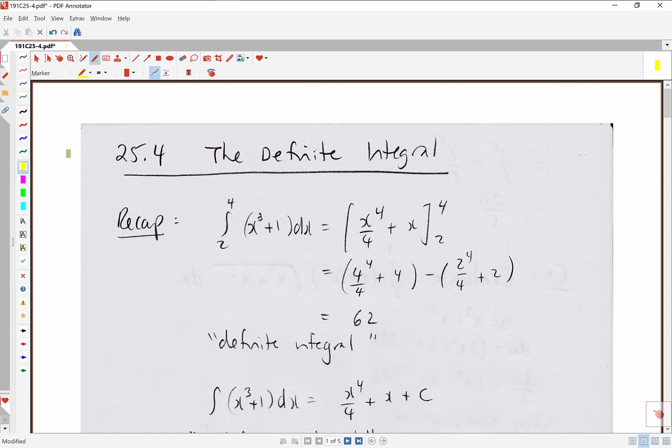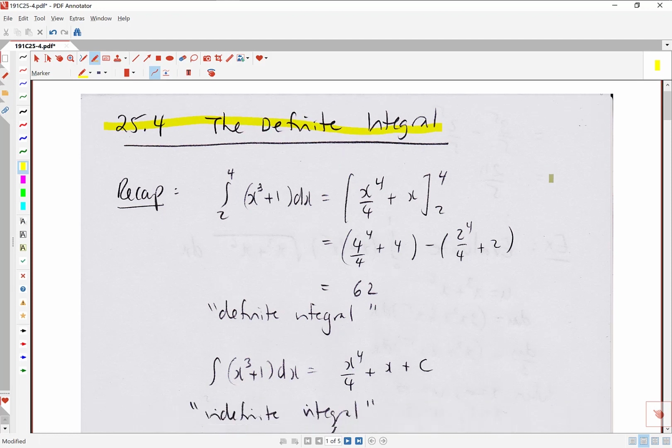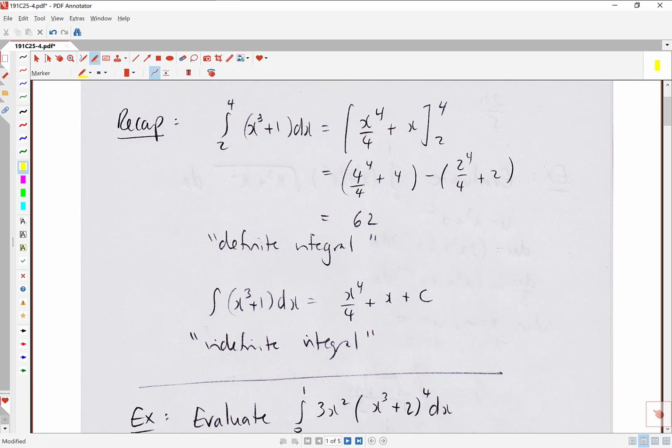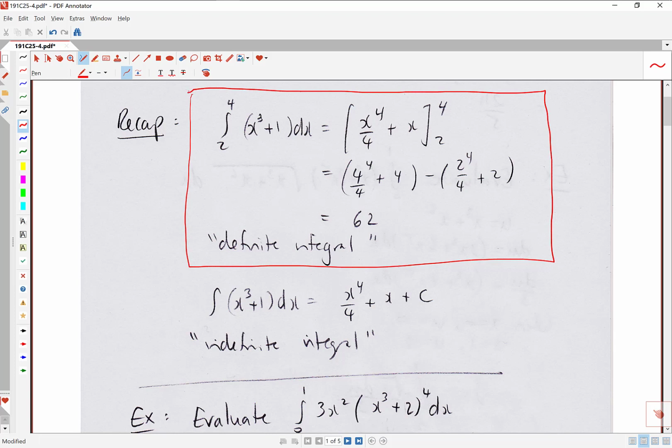In this video, we're going to be talking in more detail about the definite integral. So let's have a quick recap of the difference between definite and indefinite integrals. A definite integral is an integral that has numbers on the top and the bottom of the integral like this. And what the definite integral gives us is a number.